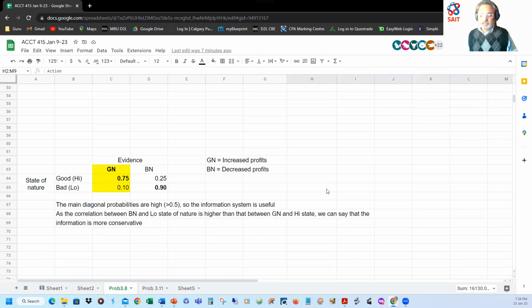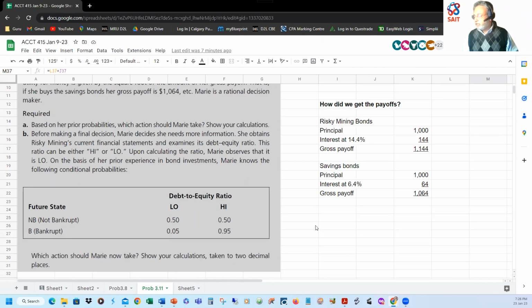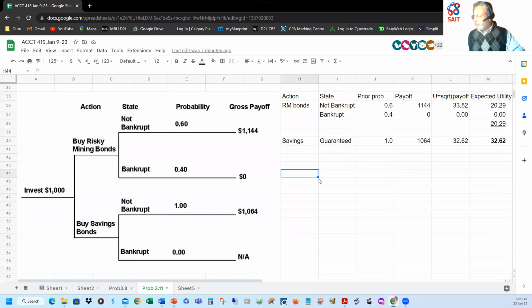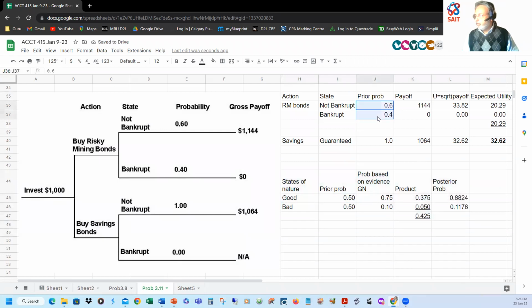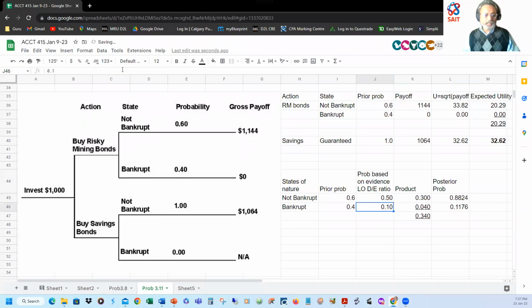So we are looking at the evidence, and we've got the evidence. We're going to recalculate Marie's posterior probabilities. How will we do that? So prior probabilities for Marie was that Risky Mining has a 60% chance that it will not go bankrupt, 40% chance that it will go bankrupt. Now, probability based on evidence, and the evidence is a low debt to equity ratio. The probabilities are 50% that it will not go bankrupt, and 5% that it will go bankrupt.